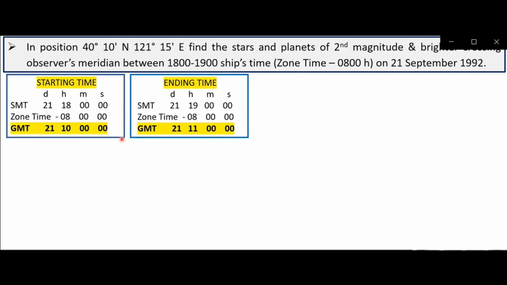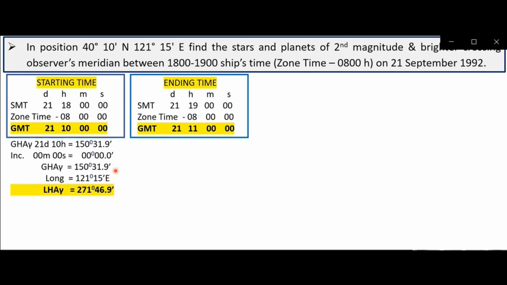Now we get the LHA Aries for these two GMTs. So at the starting time, GHA Aries for 21 day, 10 hours is so much. Increment is 0 because it is 0 minutes 0 seconds. We get a GHA Aries as 150 degrees 31.9 minutes. We apply observer's longitude to it. Longitude east, GHA least, we add the longitude and we get the LHA at the commencement of the required interval as 271 degrees 46.9 minutes. That is the LHA Aries at the commencement of the interval.